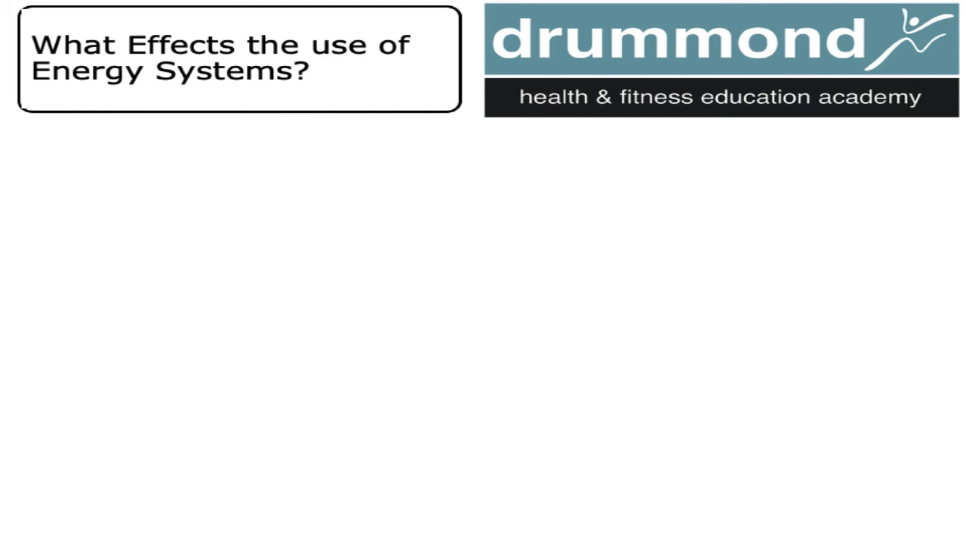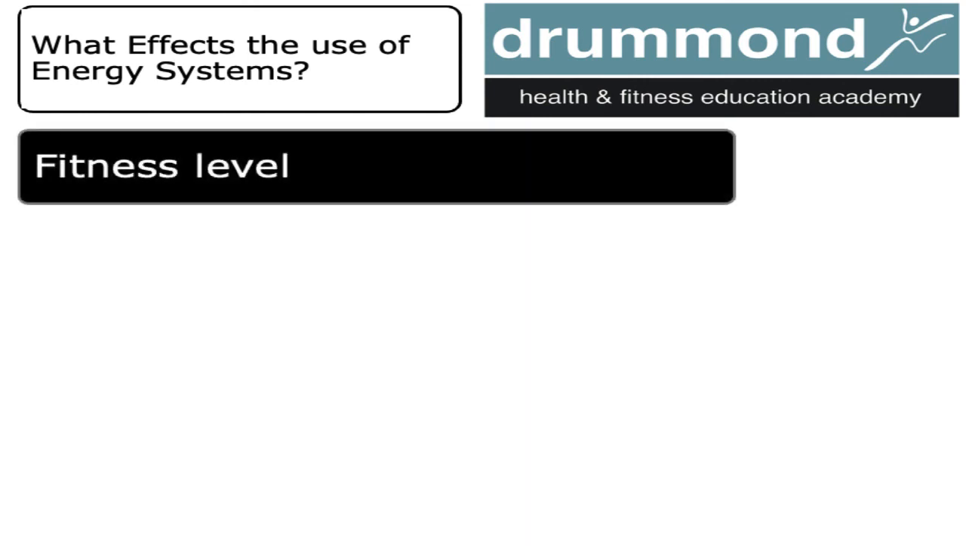What affects the use of energy systems? Things that will influence the effectiveness of your energy systems will be fitness levels. If someone's quite unfit, they're going to find it quite hard to continually produce ATP. However, the fitter you are, the more effective you are at going to be producing ATP.